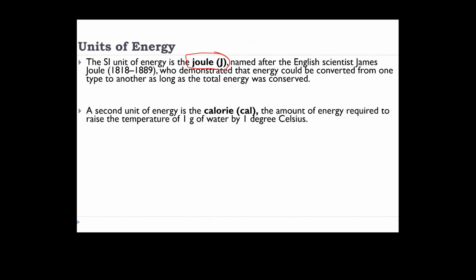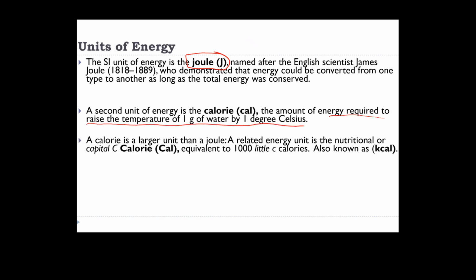Another very common unit of energy, one that you'll see a lot in biology, if you take biology classes, is the calorie. A calorie is defined as how much energy it takes to raise the temperature of a gram of water by 1 degree C. The unit that you're familiar with is a Calorie with a capital C, which is a kilocalorie, or 1,000 little calories.